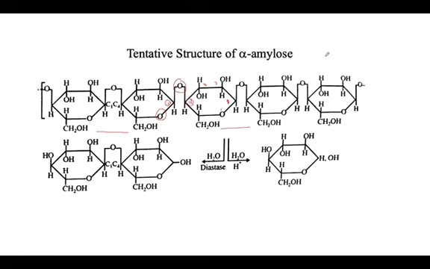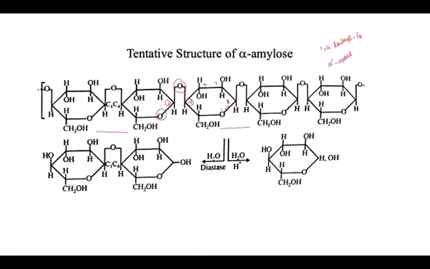Based on these assumptions, we say that they have a linear structure. When they have a linear structure, there are 1,4 types of linkages. The glucose molecules are the main constituents of this. Then there are 1,4 glycosidic linkages, and they are alpha in nature.